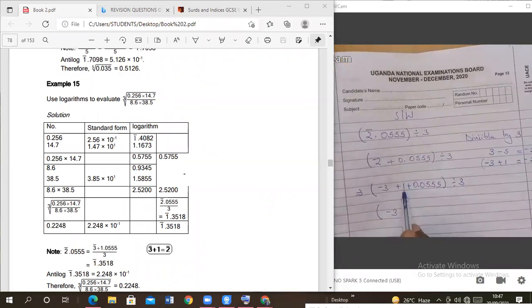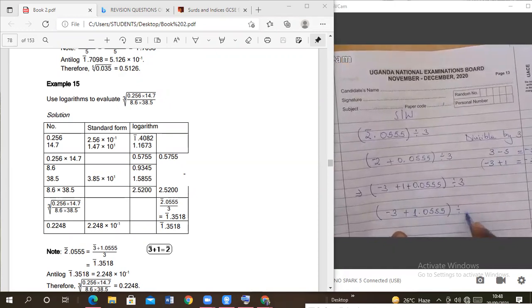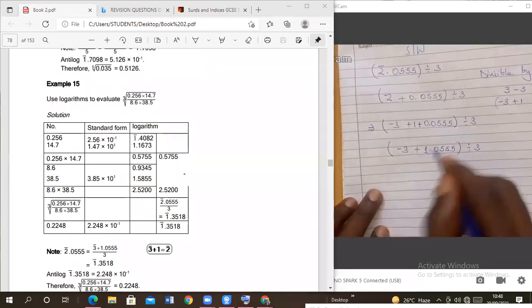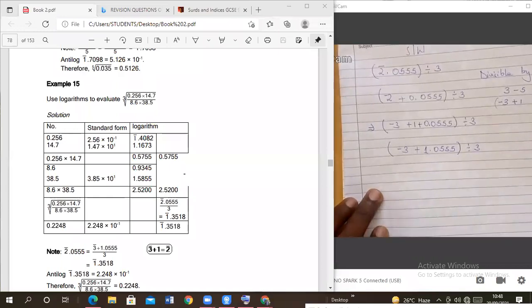Yes. Now I will take this one, because this one is a positive characteristic. I will combine it with this to give me 1.0555 like that. Divide by what? By 3. Because what I need is a characteristic which is exactly divisible by that. Are you together, members?